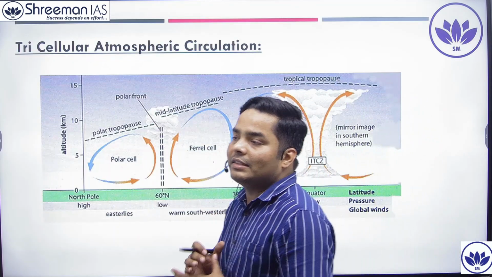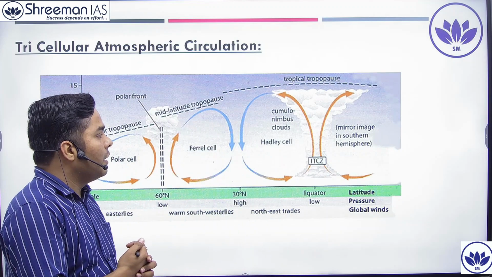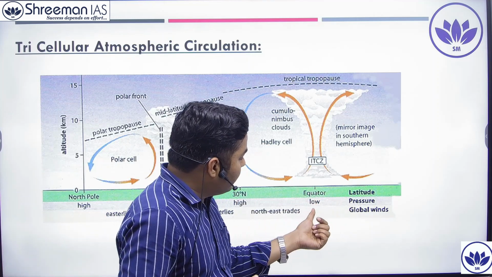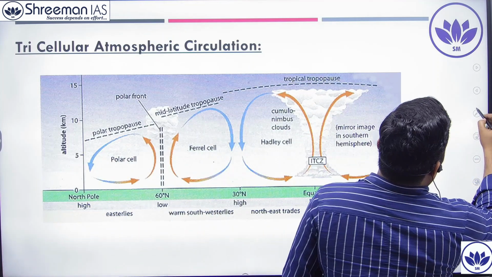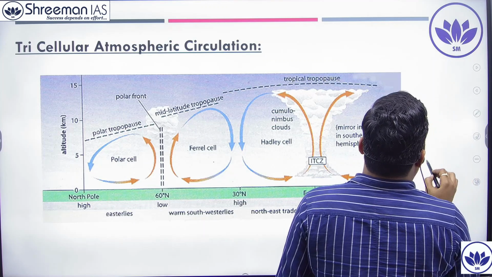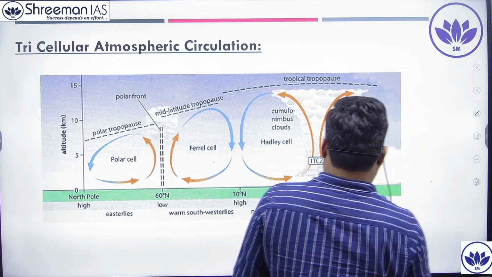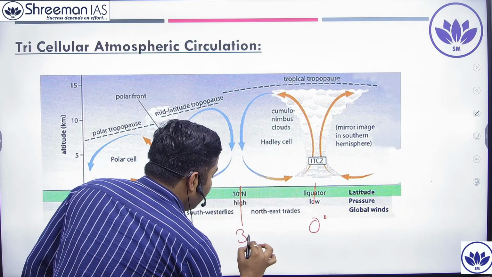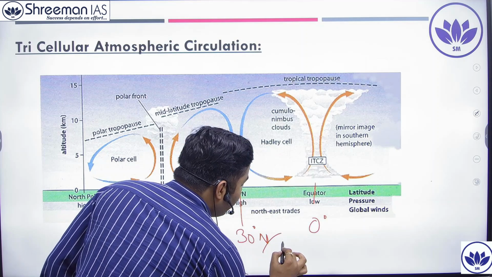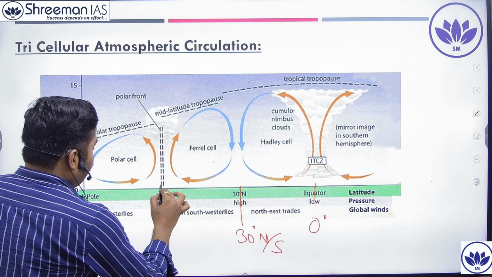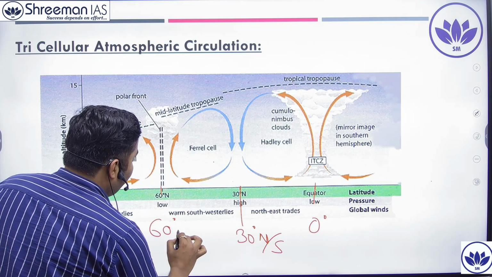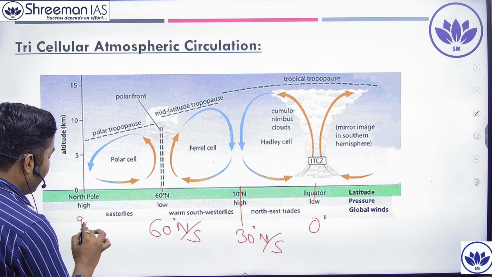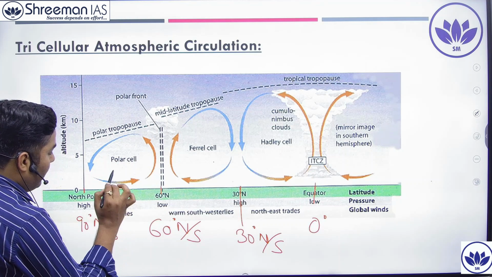Now the tricellular atmospheric circulation, in which we have to draw this diagram. This is the equator, 0 degree. This is 30 degree north or southern hemisphere. This is 60 degree north and southern hemisphere, and this is the 90 degree north and southern hemisphere.